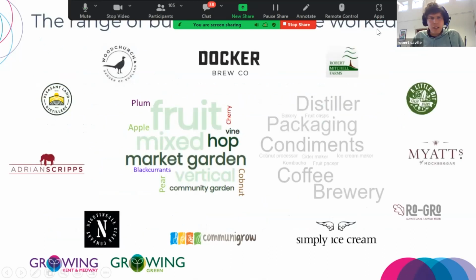My colleague has told me that this bar's in the way, so I do apologise, but I don't know how to get rid of it. But behind that, it says the range of businesses we have worked with on this programme are listed in this slide. There were some 38 businesses that we supported. There are just some examples of those in this slide, drawn from across Kent, and in the middle we have the variety of different horticultural businesses on the left and food and drink businesses on the right.